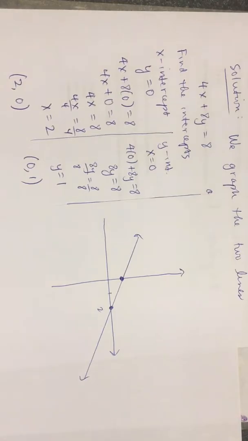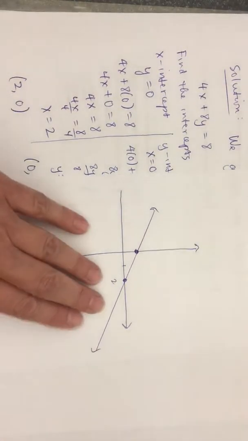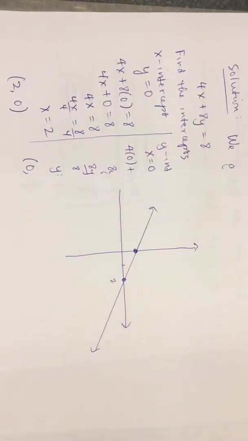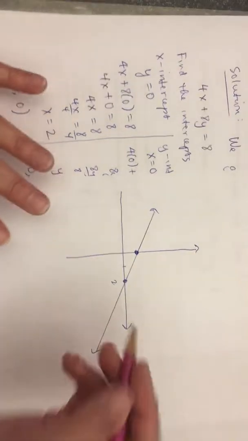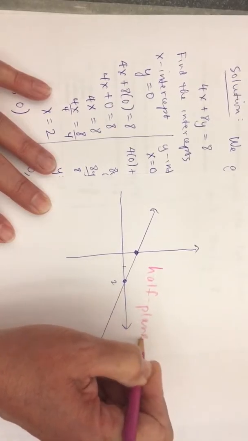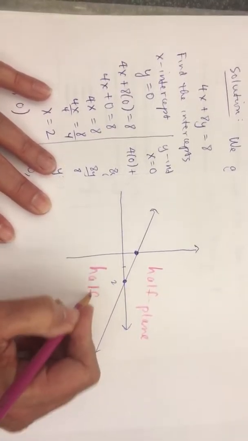Now, a lot of questions have been sent in about how do you know what side to shade? So I'm going to spend a little time talking about that. This line divides my whole entire grid into what we'll call half planes. So I have two half planes. There is a half plane above the line, and there's a half plane below the line.